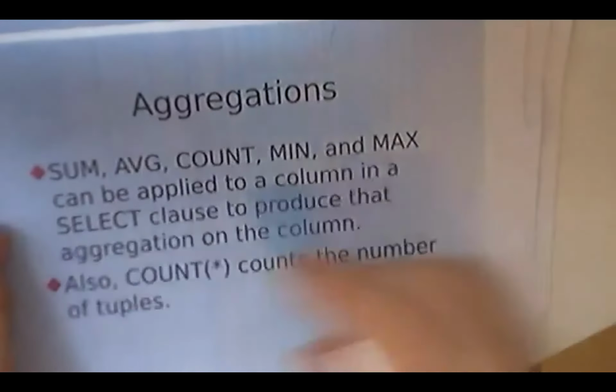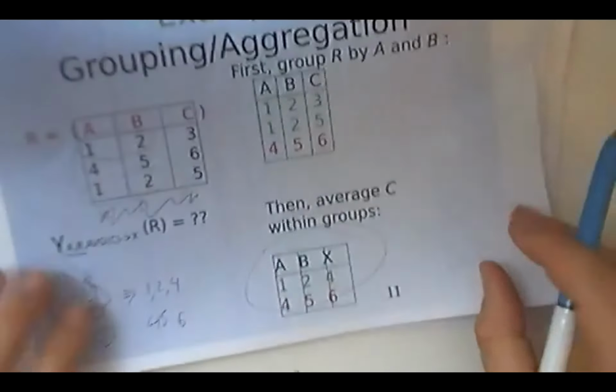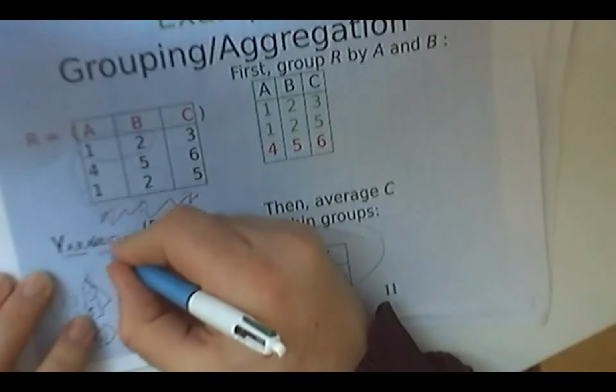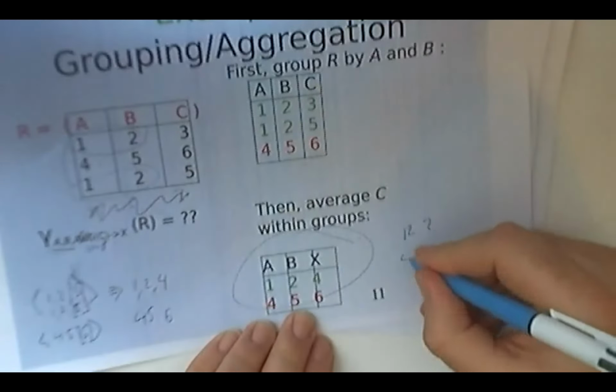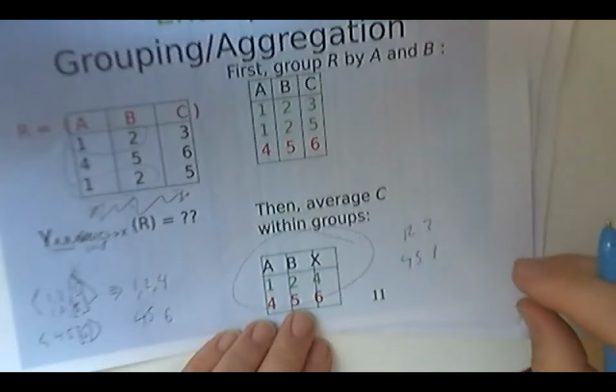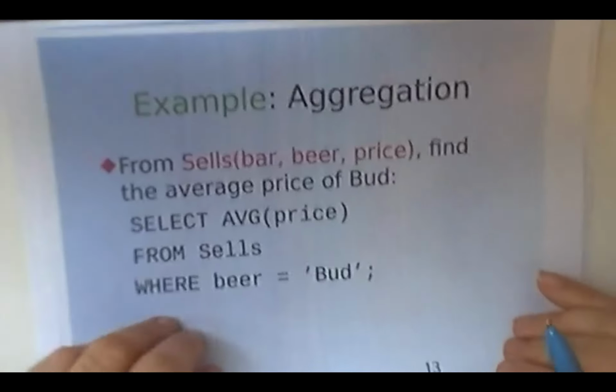So again, these are some of the average ones. Count also counts the number of tuples. So in this case, if we had count instead of average, then the result would have been 1, 2, 2, and 4, 5, 1, right?